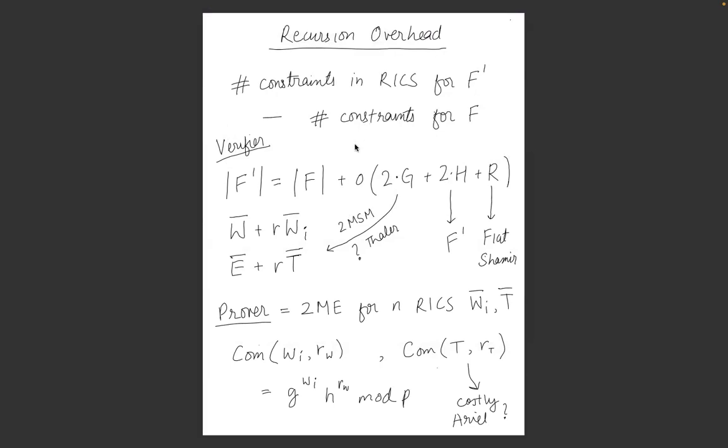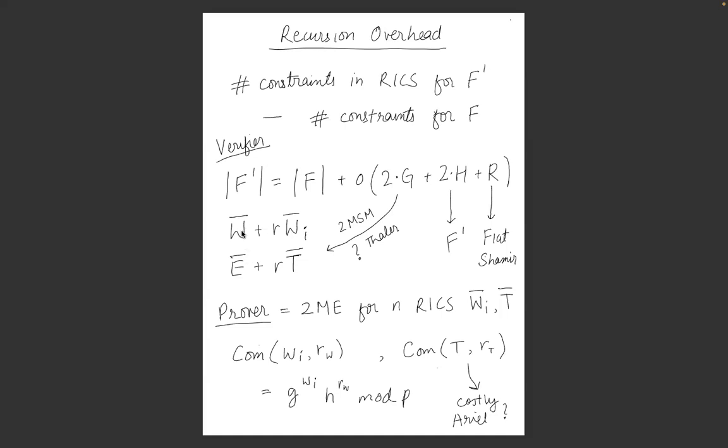So now we will look into what are the costs related to this verifier circuit, because we are embedding the verifier circuit inside our function f. We define the recursion cost as the number of constraints for our new function f dash minus the number of constraints for the original function f, and we compare which constraints are added to embed this verifier circuit. So the verifier now has to do, apart from evaluating the function, these two MSMs, represented by this 2 times 2G, and these are done to update the commitments.